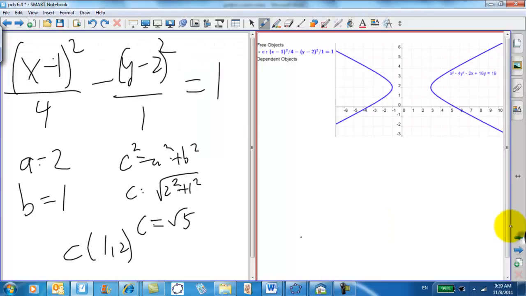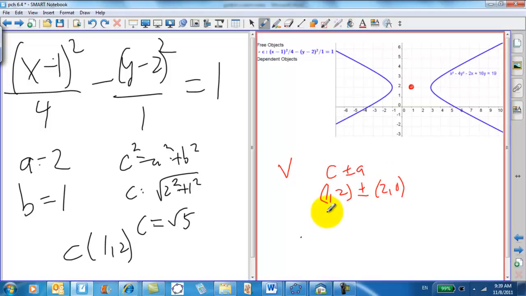There we go. Let's get all these details in here. The center at 1, 2. Sure enough, there's our center of the hyperbola. Vertices then. We're going to go from the center plus or minus a. So 1, 2 plus or minus 2, 0. So we have vertices at 3, 2 and negative 1, 2. To be sure, there they are, 3, 2 and negative 1, 2.